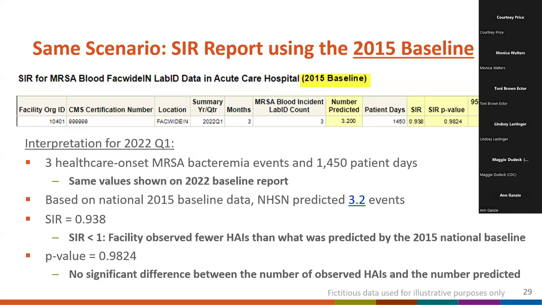So under both baselines in this purely fictitious scenario, we saw that the SIR was not significantly different from 1. Under the 2022 baseline, the SIR value itself was greater than 1, and under the 2015 baseline, the SIR value was less than 1. So these SIRs are telling you different information because they are providing a comparison of your facility's data to different points in time, different years of the national baseline.